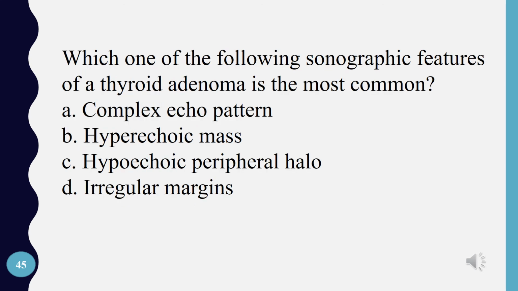Which one of the following sonographic features of a thyroid adenoma is the most common? A. Complex echo pattern. B. Hyperechoic mass. C. Hypoechoic peripheral halo. D. Irregular margins. The answer is C. Hypoechoic peripheral halo.